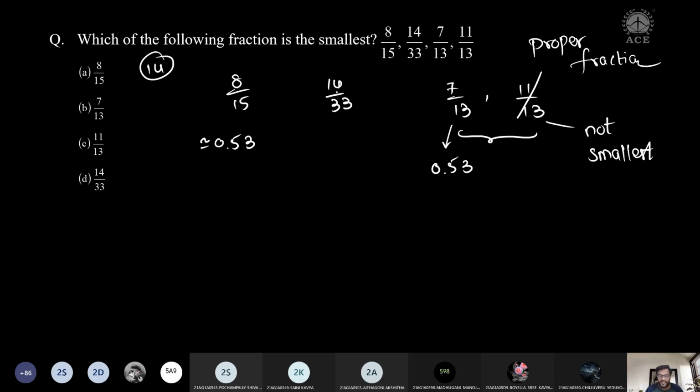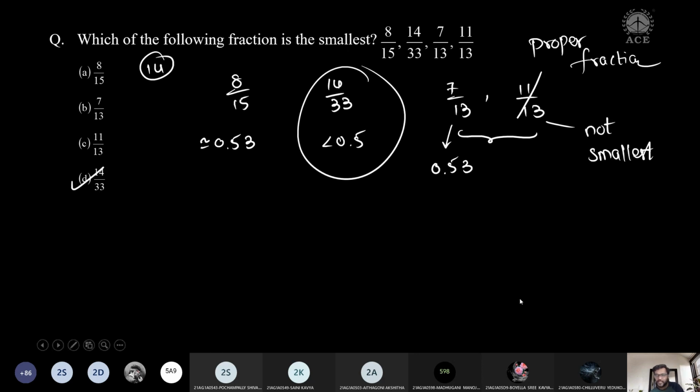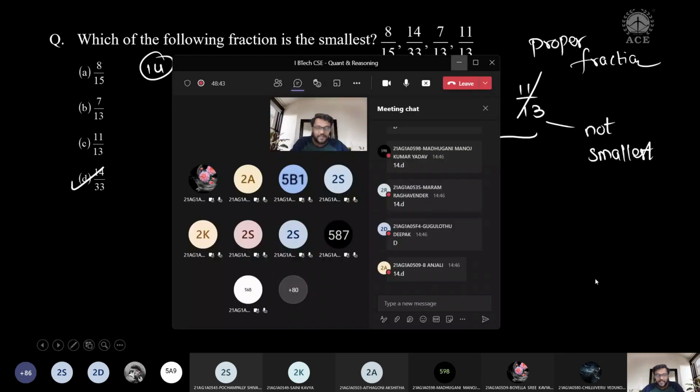Whereas if you see 14 divided by 33, half of 33 is 16.5. So this is less than 0.5. Okay, this is the smallest, right? This is less than 0.5. Obviously, this is the smallest. Sir, we can go with another method as well. Yes, see, that is a different discussion.